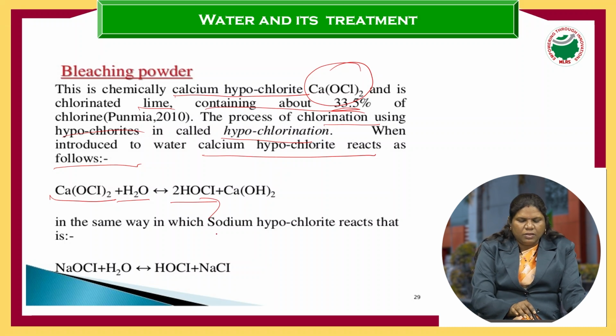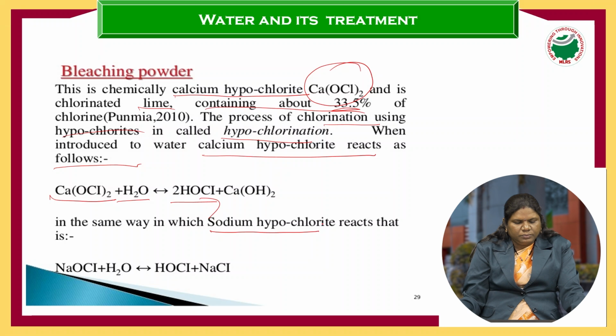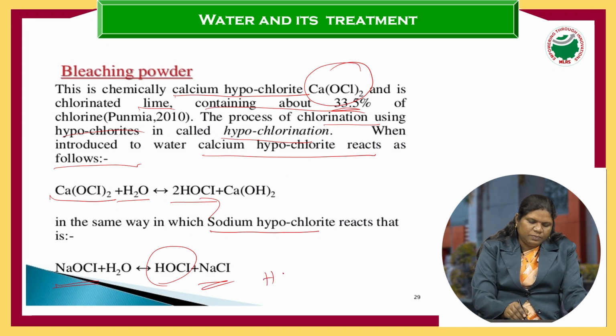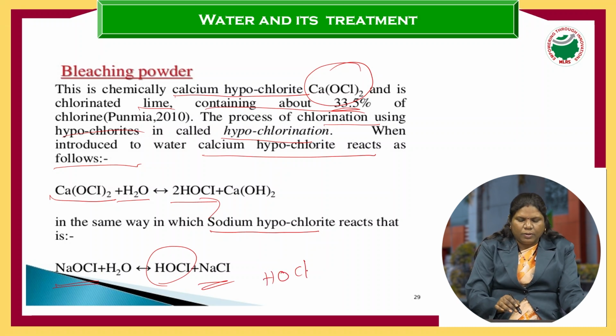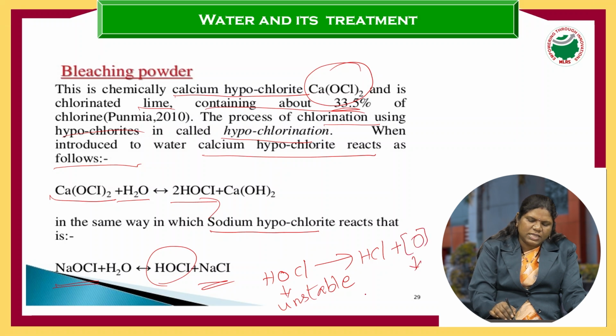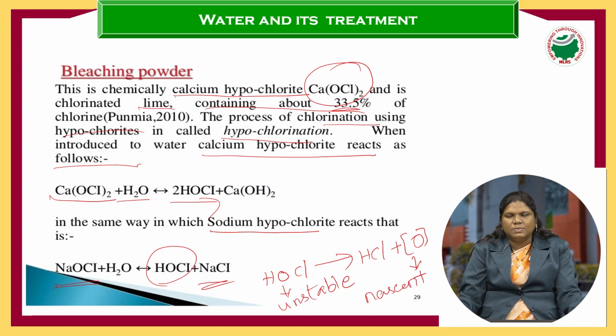In the same way, if we add sodium hypochlorite, it will form HOCl along with NaCl. Here also, HOCl, which is hypochlorous acid, is very unstable. It will be converted into HCl and O, the nascent oxygen. This nascent oxygen is a powerful disinfectant. It will attack and destroy the enzymes of the bacteria and viruses.